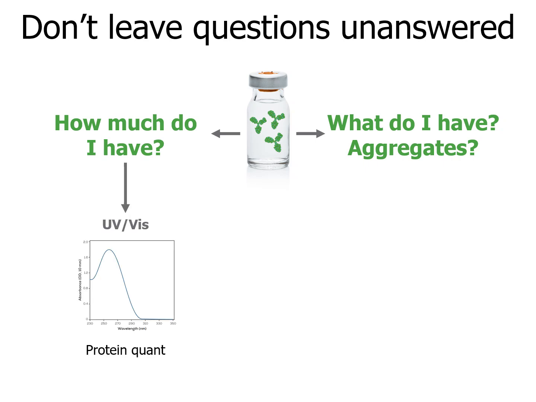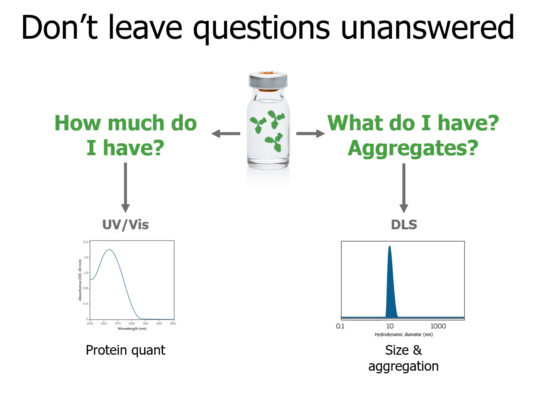When you're thinking about answering the first question, there are a lot of methods, but a traditional one is UV-Vis, because it is great at getting you fast, easy answers on protein quantification without any sample processing. DLS is a great technique for answering questions about size and aggregation, again because it gives you fast, simple answers without any sample processing required specifically for the assay. So this begs the question, what if both of these analytical techniques were combined?